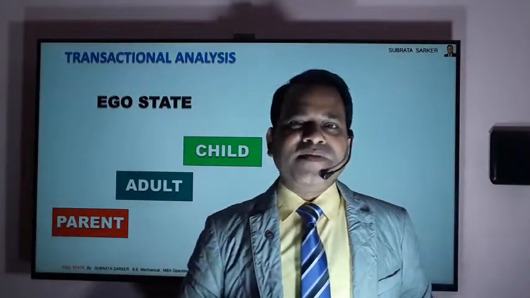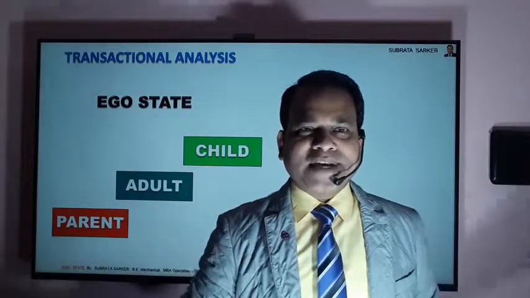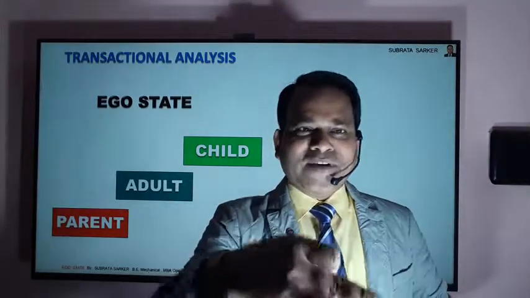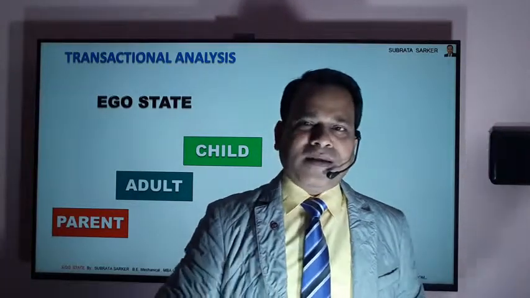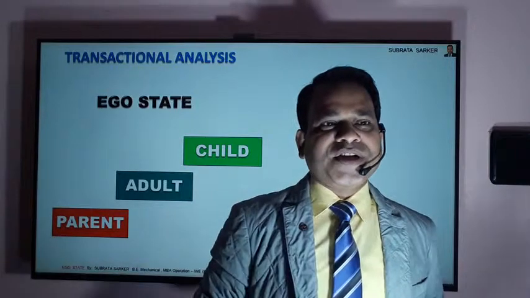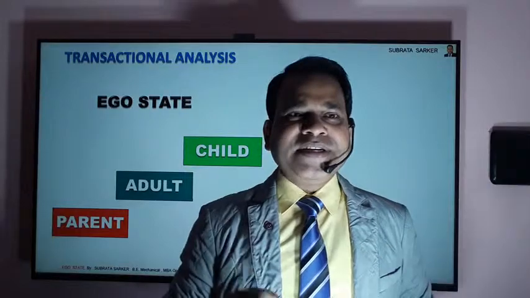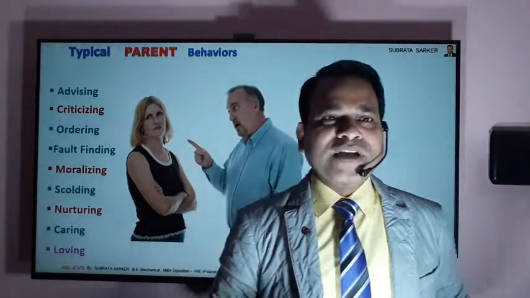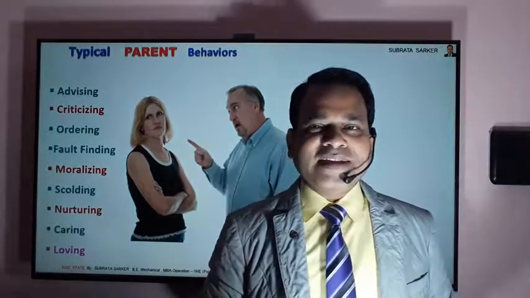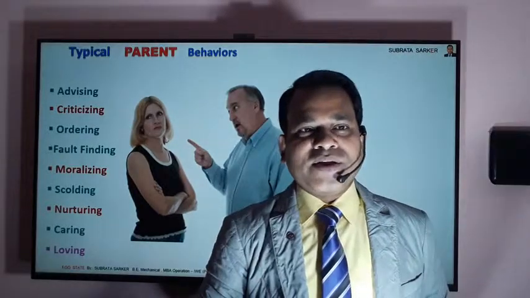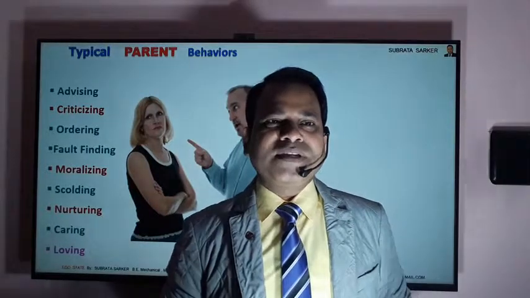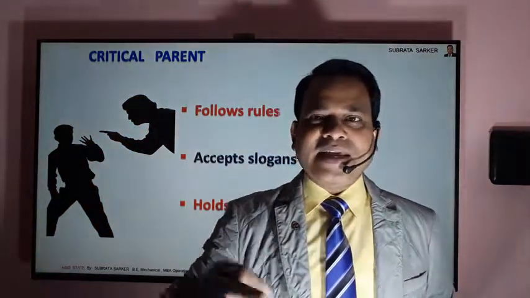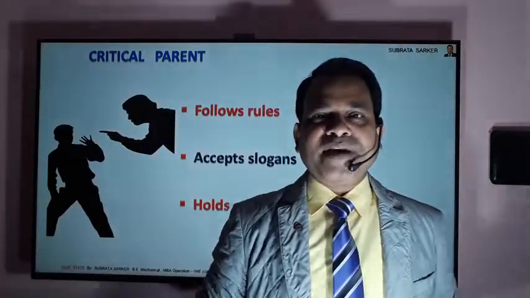For example, typical parent behavior, as understood in all countries and all societies, is advising, criticizing, ordering, fault finding, moralizing, scolding, nurturing, caring, loving. Now, parents can be of two types. One is the critical parent, who follows rules and always holds opinions. And one is the nurturing parent, who is always supportive, protective, helpful, and offers guidance. I'm not saying parents' behavior is good or bad. There are two types of parenting. Even young people can behave like that. This is the parent ego state.